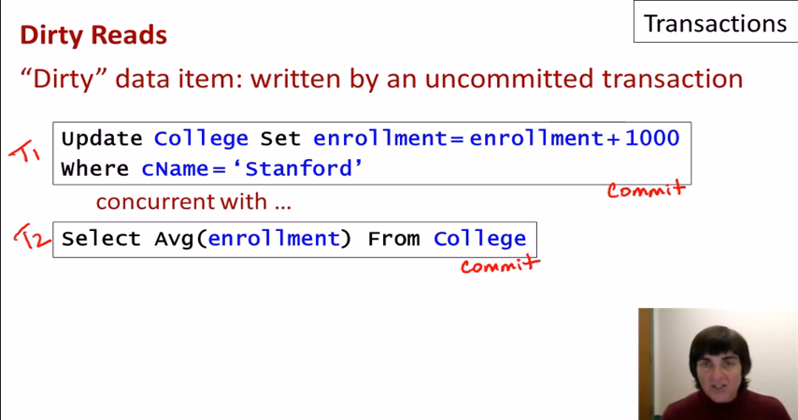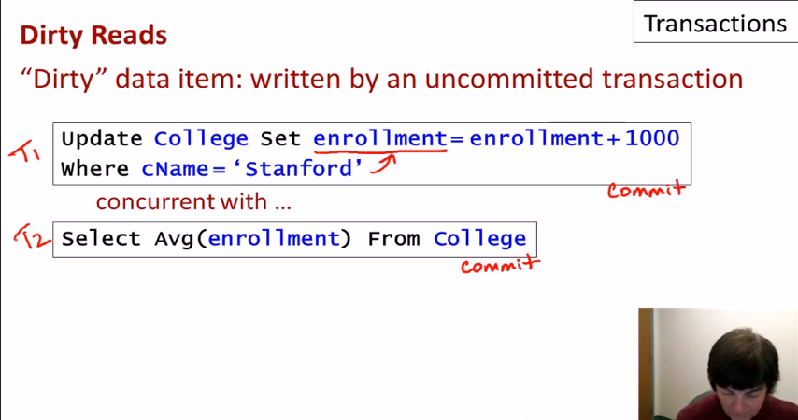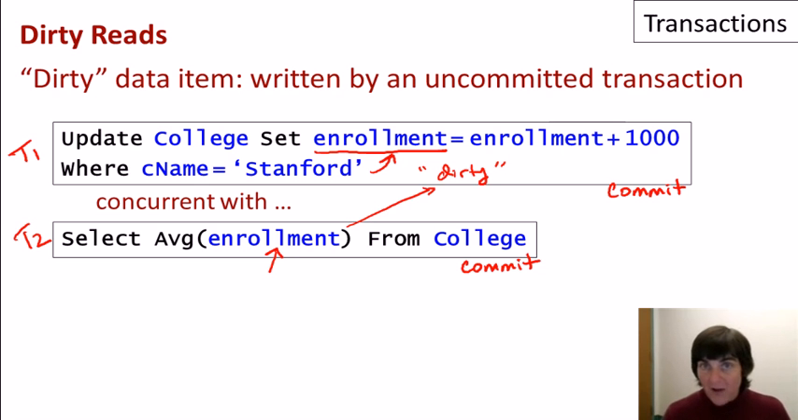So our first transaction is updating Stanford's enrollment, adding 1,000 to it. And our second transaction is reading the average enrollment in the college table. We're using our usual database of students applying to colleges. So after Stanford's enrollment has 1,000 added to it, but before the transaction commits, at that point in time, the value is what's known as dirty. If our second transaction here reads this value, then it might be reading a value that never actually exists in the database. And why is that?